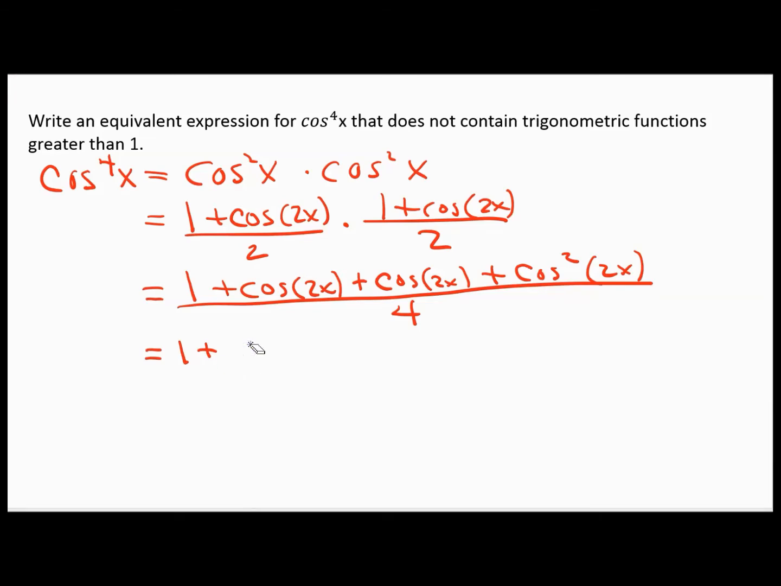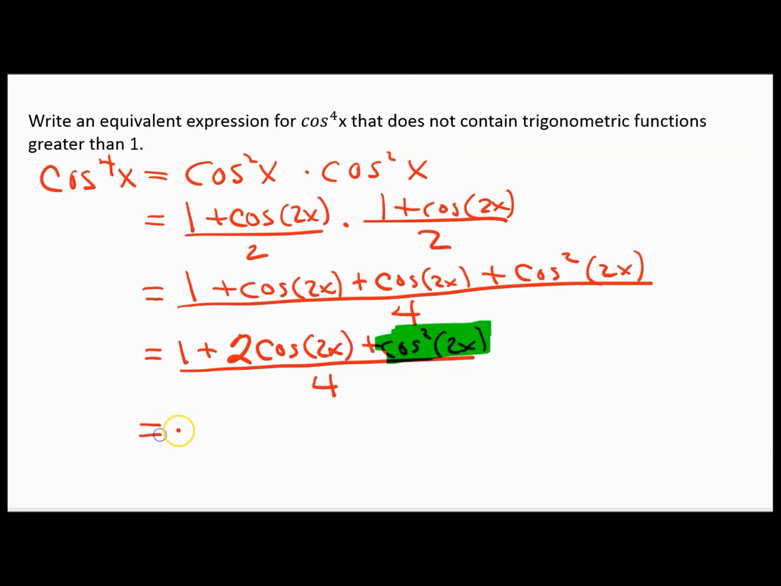There we go. So that's going to give me (1 + 2cos(2x) + cos²(2x)) over 4. Now we're not done with this problem, right? Because I've got an issue right here. I'm not allowed to keep a square in my answer, so I have to keep going. I'm going to use my cosine formula again.